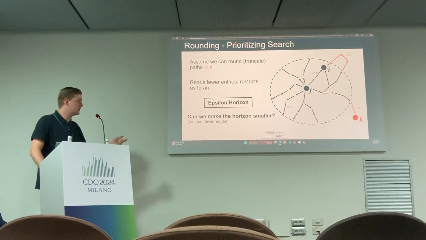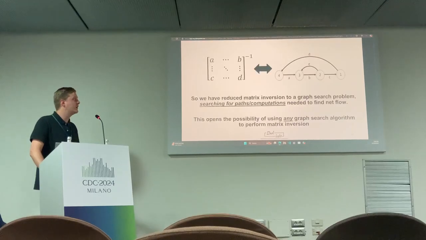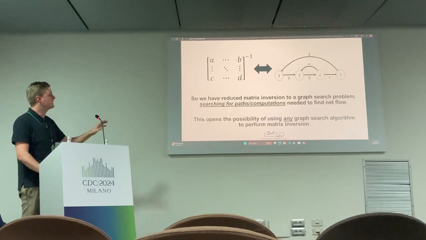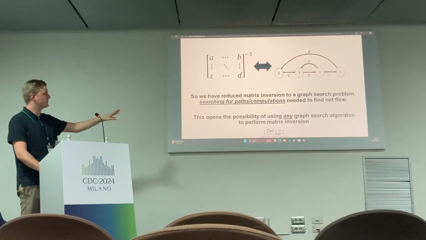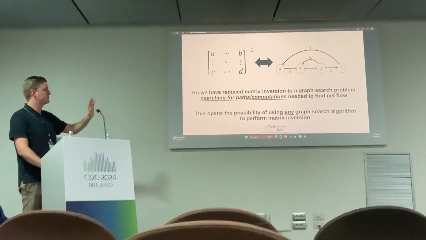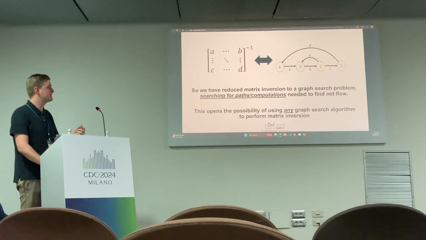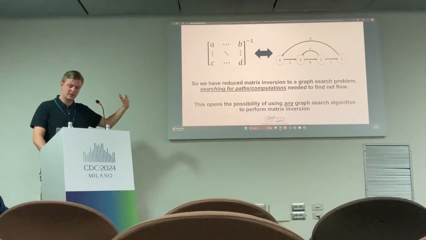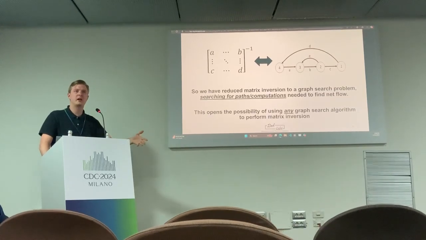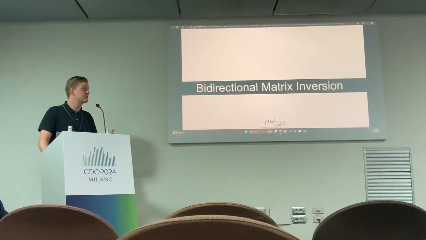So the question then becomes, we want to make this horizon smaller so that we can use less memory. And then a nice little diagram showing the reduction. We reduced the matrix inverse problem to a graph search problem, searching for these flow paths and the computations necessary to find them. So the next question is, which algorithm are we going to apply to our specific use case? And I chose the bidirectional search.